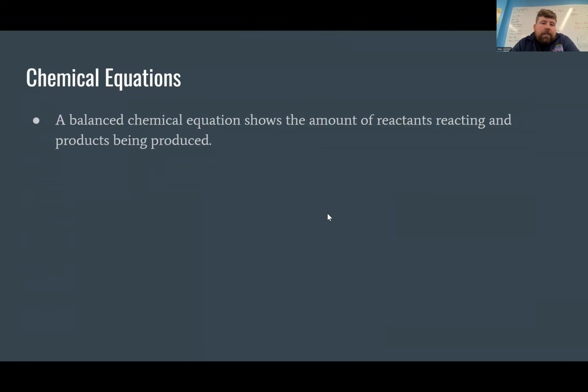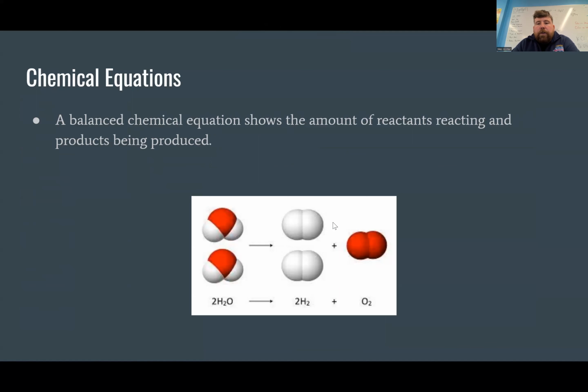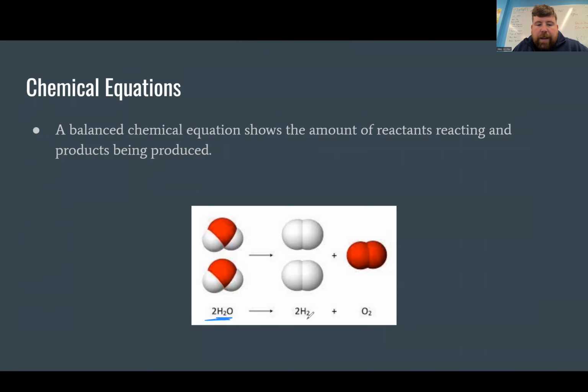So yeah, a balanced chemical equation shows the amounts of reactants and the amounts of products in that chemical reaction, right? So when I'm looking at this balanced chemical equation here, I have 2H2O decomposing into 2H2 and 1O2. And quite literally, when I see 2H2O, I'm referring to two molecules of H2O. They're breaking apart. The hydrogen atoms are finding each other and forming chemical bonds, and the oxygen atom is finding the other oxygen atom as well.